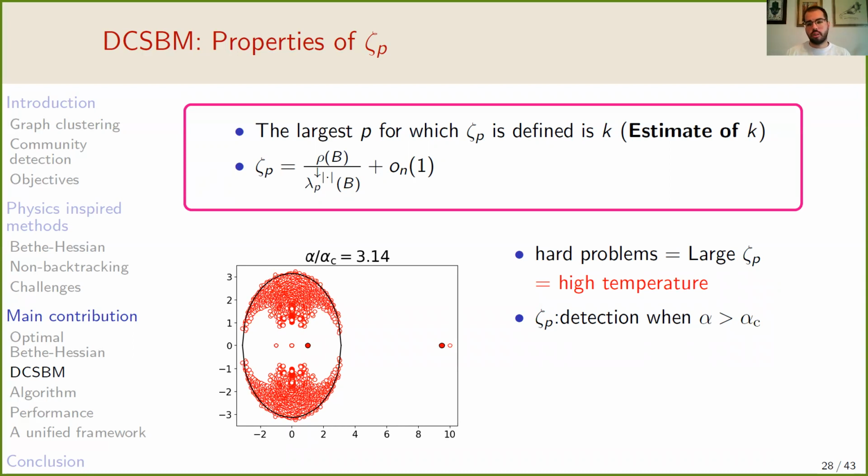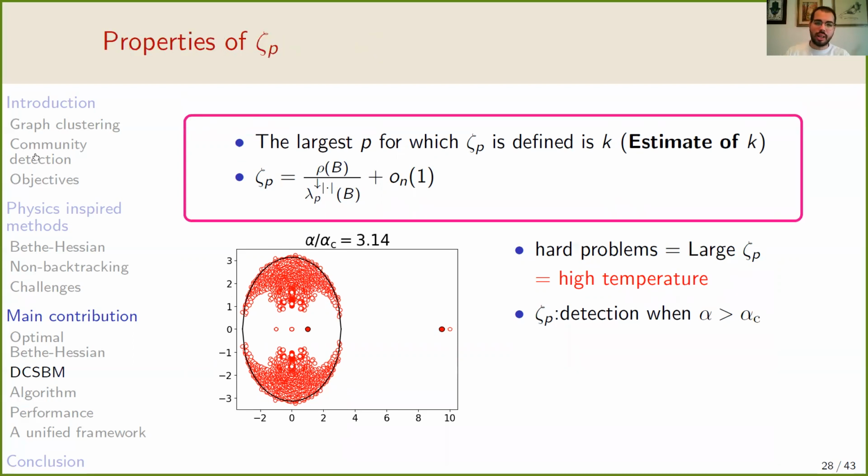We plot this spectrum for different values of alpha. Alpha, I recall, is the hardness. Large values of alpha are easy problems, whereas when alpha goes towards alpha c, then we do not expect to be able to see k isolated eigenvalues. So as alpha gets smaller, so the problem gets harder, the second leading eigenvalue goes towards the bulk and zeta 2 as well, until they meet at the transition alpha equal to alpha c.